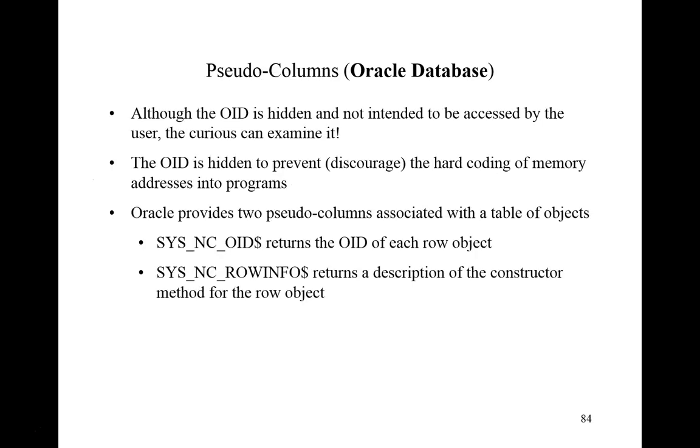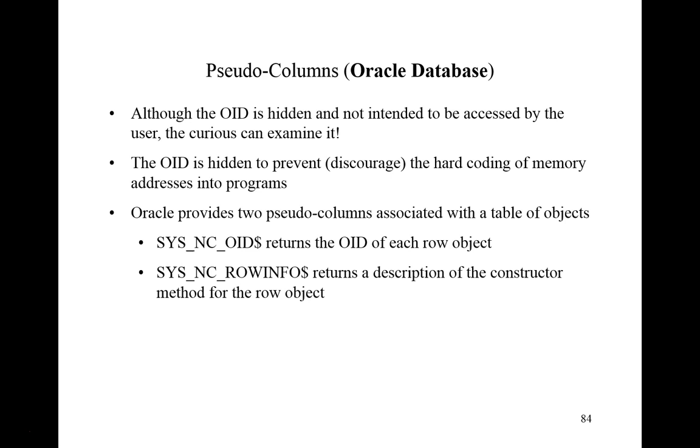And finally, a little insight to what's going on with the Oracle Object-Relational database with respect to the object identifiers. Although the OID is hidden and not intended to be accessed by users, it is possible to gain access to this kind of indirectly. In normal operation, we would not see the OID. It's hidden effectively to discourage access to it. However, we can obtain access through a pair of pseudo columns that are associated with a table of objects.